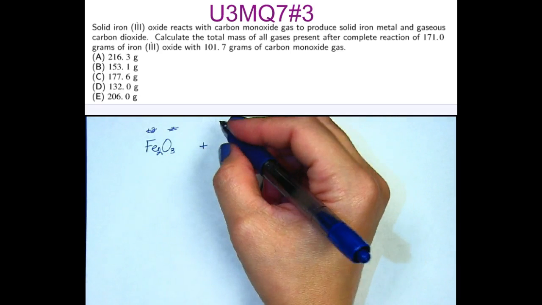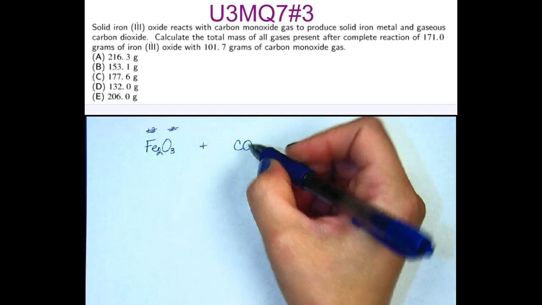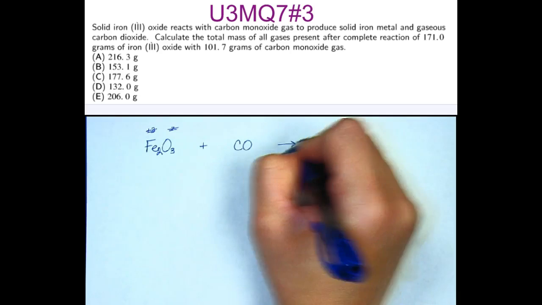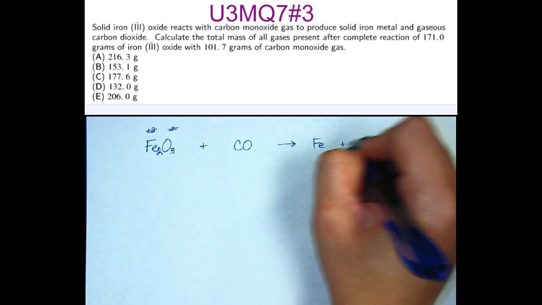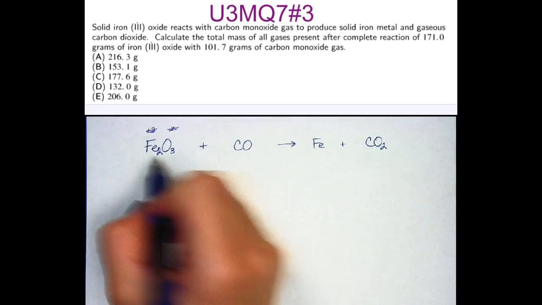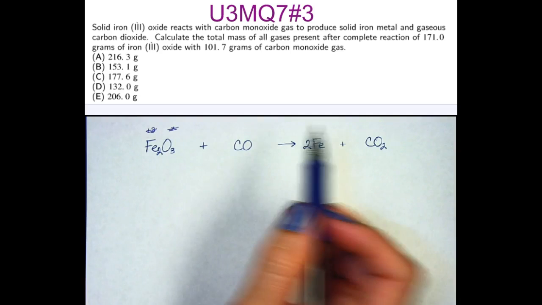Plus, carbon monoxide is carbon and oxygen, and there's 1 carbon and 1 oxygen. We're going to produce solid iron, and carbon dioxide is CO2. Now we have to balance the equation. We have 2 irons on the left, so we'll need 2 irons on the right.